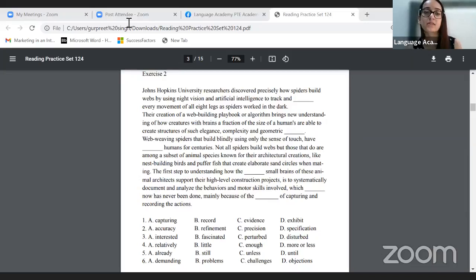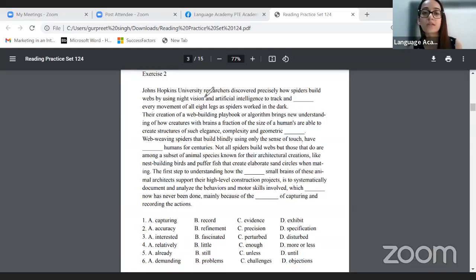Let's discuss the answers for this question. Johns Hopkins University researchers discovered precisely how spiders build webs by using night vision and artificial intelligence to track and dash every movement of all 8 legs as spiders worked in the dark.